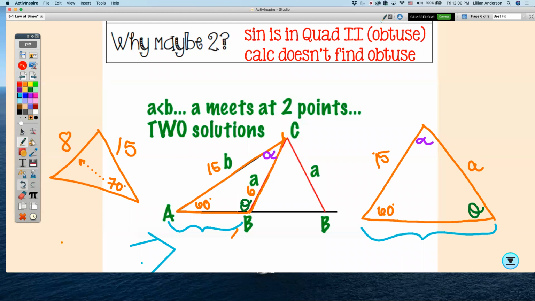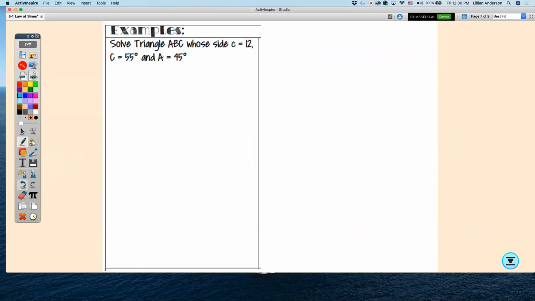There's also a possibility of having no triangles. If you have an error message, don't think you did something wrong. Of course, check your work. But if you get another error message, that means there's actually no triangle that can be created with those respective measurements. Let's look at an example. We'll look at a couple too.